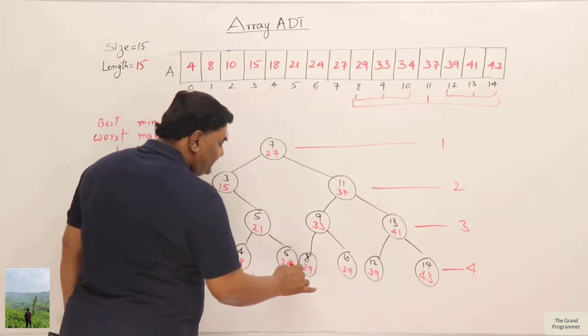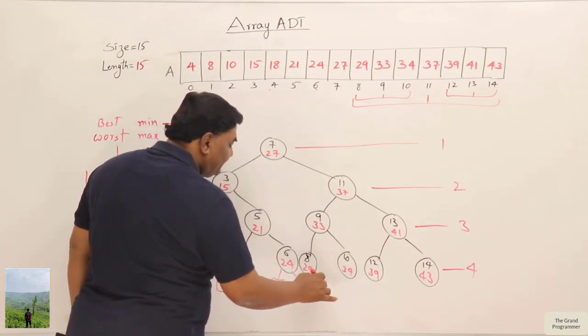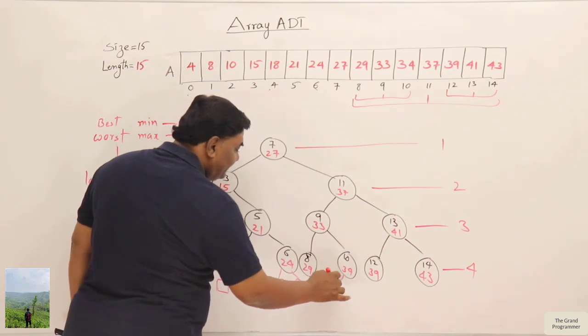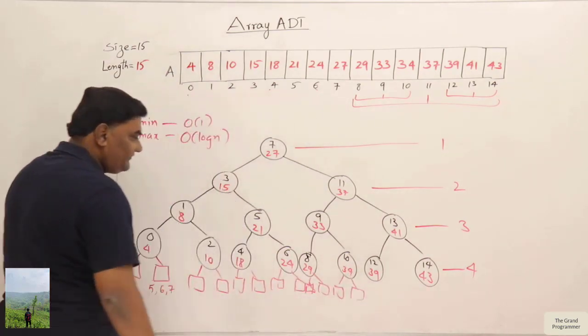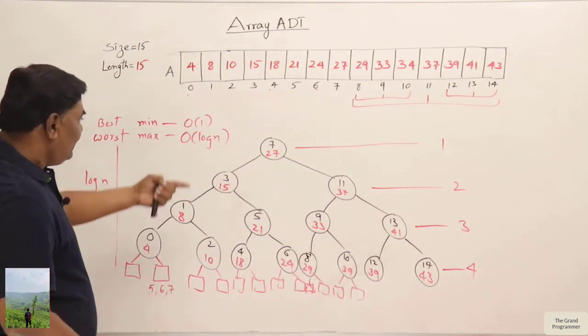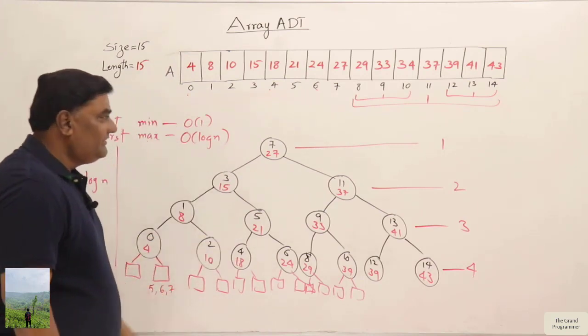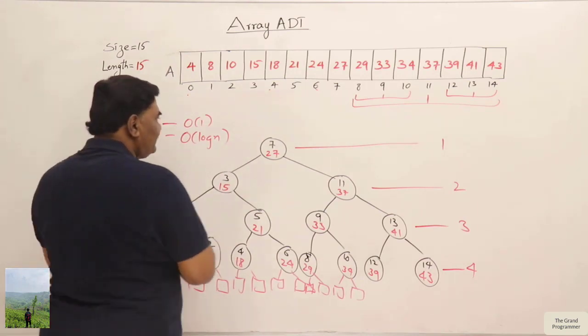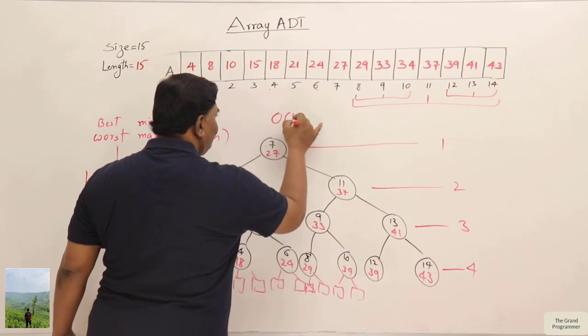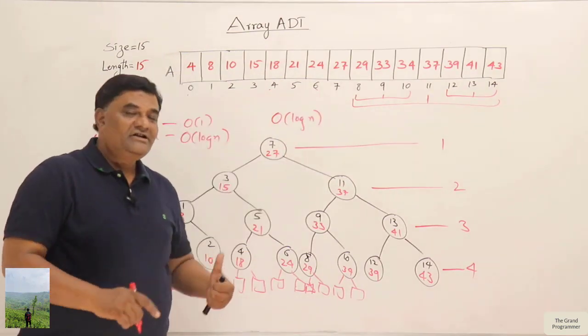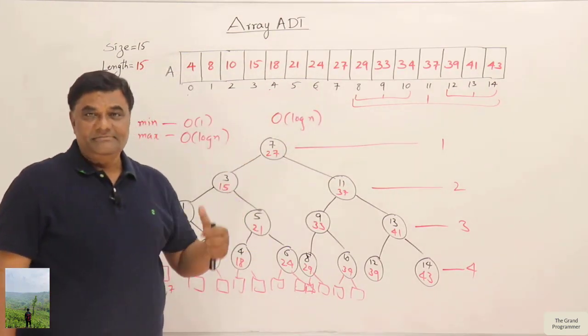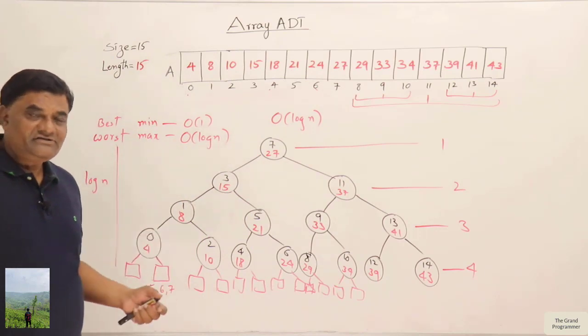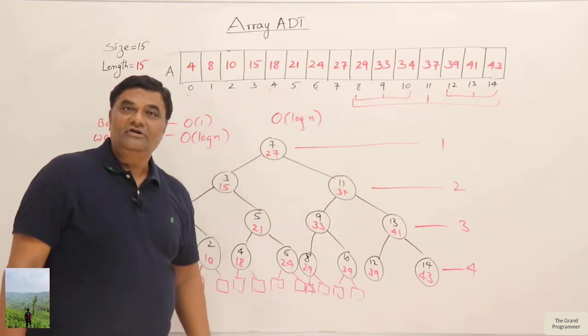So if you are searching for any element, then we say that the search will terminate at these nodes. For an unsuccessful search, it always reaches the end of a tree. So the time taken in an unsuccessful search is always order of log n. For a successful search, the minimum is 1 and the maximum is log n. For an unsuccessful search, it's always order of log n.